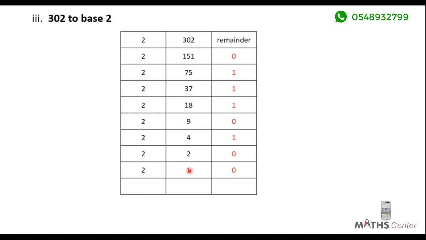Now you can see that the number in this column is now less than the number here, so we write it here as the last number. In picking our answer, we pick it in this way. So you have 1001 0110, which means that if you convert 302 base 10 to base 2, you are going to have 100101110 base 2.